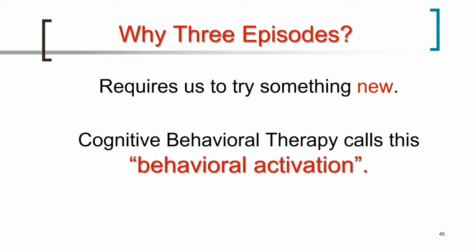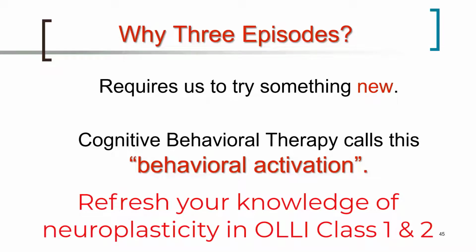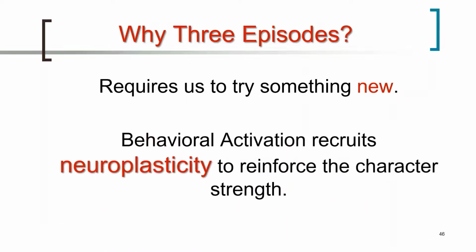In behavioral activation, it's necessary to go beyond thinking and link this thinking to doing in order to guide your neuroplasticity. Thinking and doing go together. Behavioral activation recruits neuroplasticity to reinforce the character strength. And as we guide our neuroplasticity, there is a neurological process called long-term potentiation that helps neural networks develop if we begin with a thought that leads to an action. Both the thought and action must occur together. We talk about this when we say, neurons that fire together, wire together.